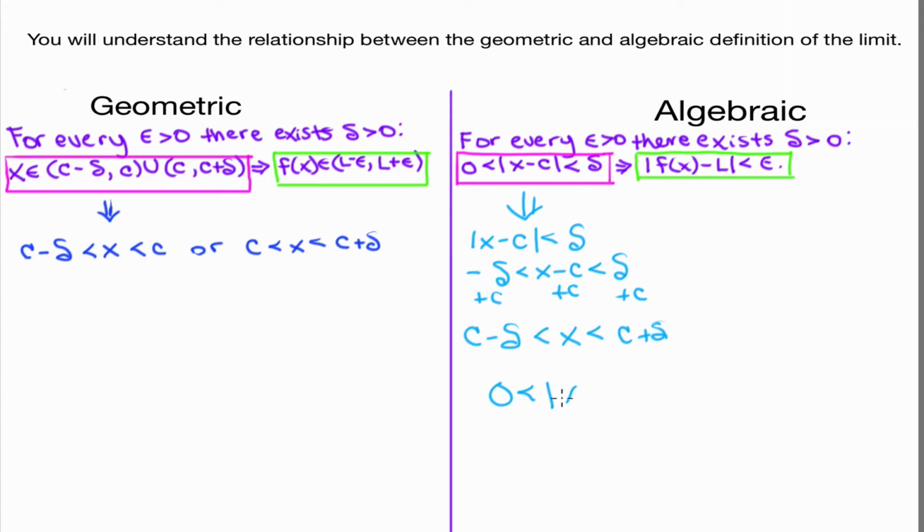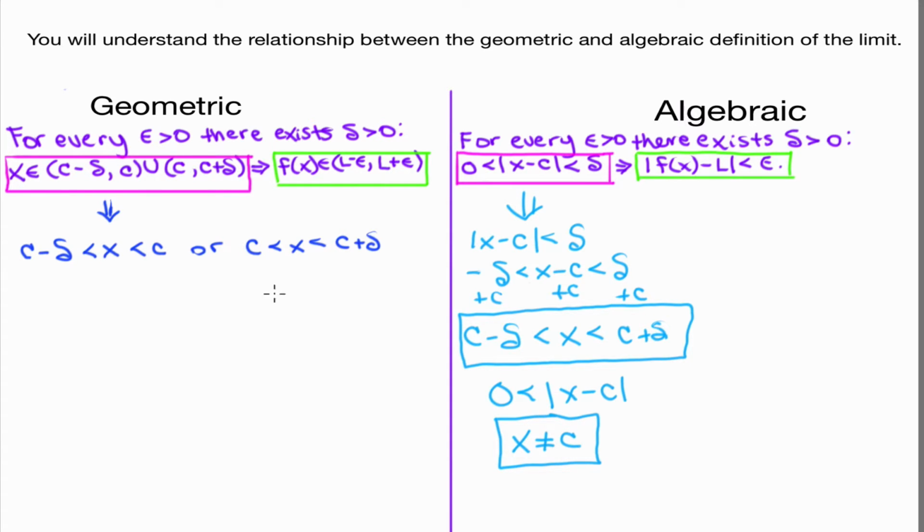less than the absolute value of x minus c. What does this mean? Well, we know that this is the distance between x and c, and it's greater than 0. That means that the distance between x minus c can never be equal to 0, and of course it can't be negative because it's an absolute value. Well, that gives us that x does not equal c, where x is between c minus delta and c plus delta, and the fact that we know that x does not equal c gives us exactly this expression here where x is between c minus delta and c, or x is between c and c plus delta.